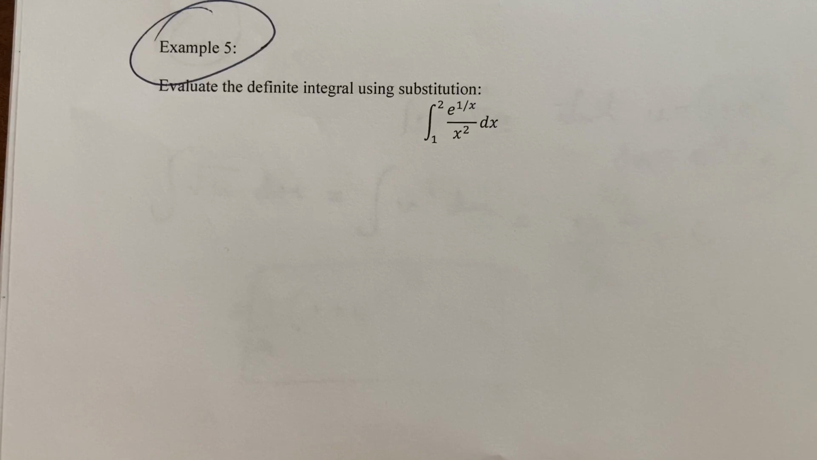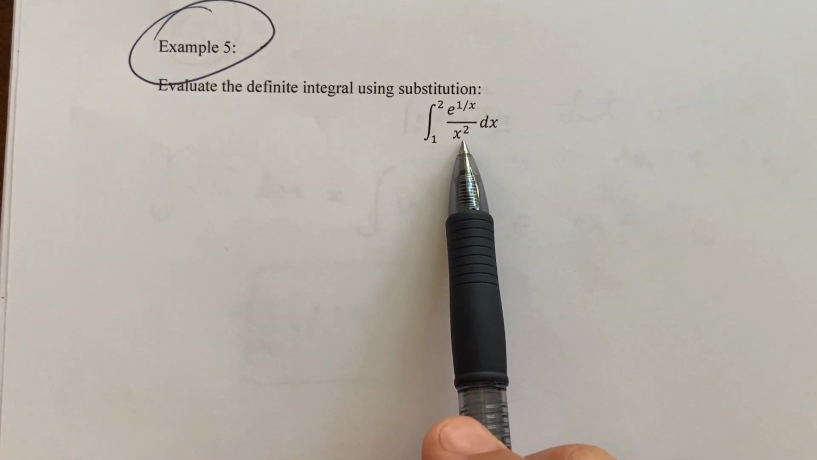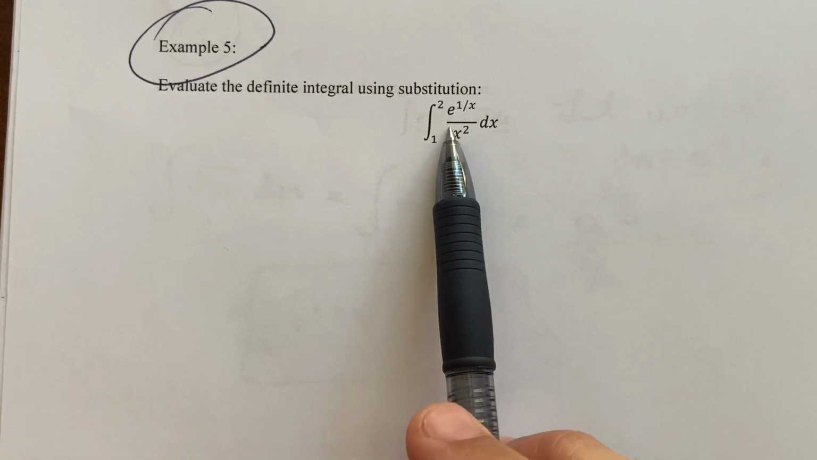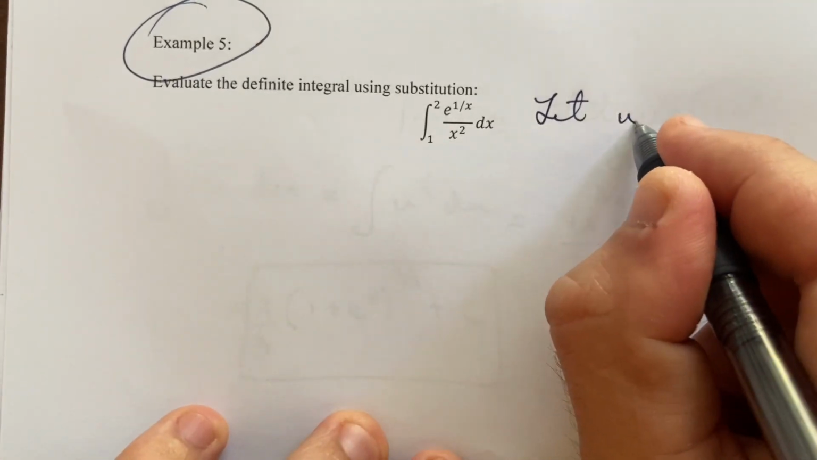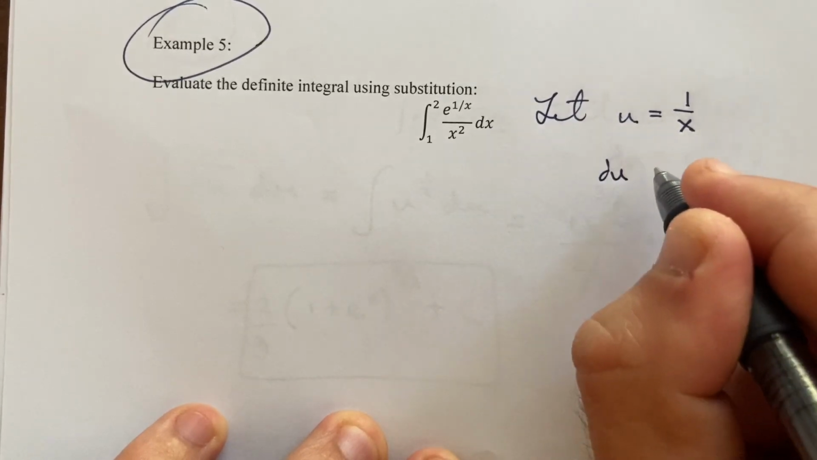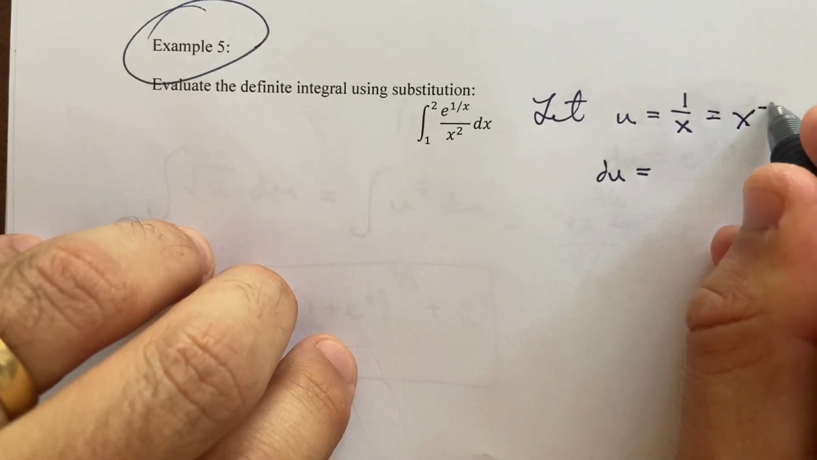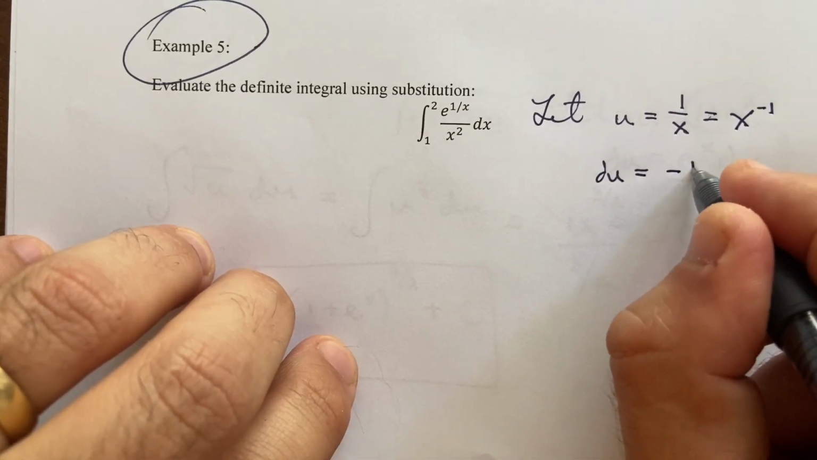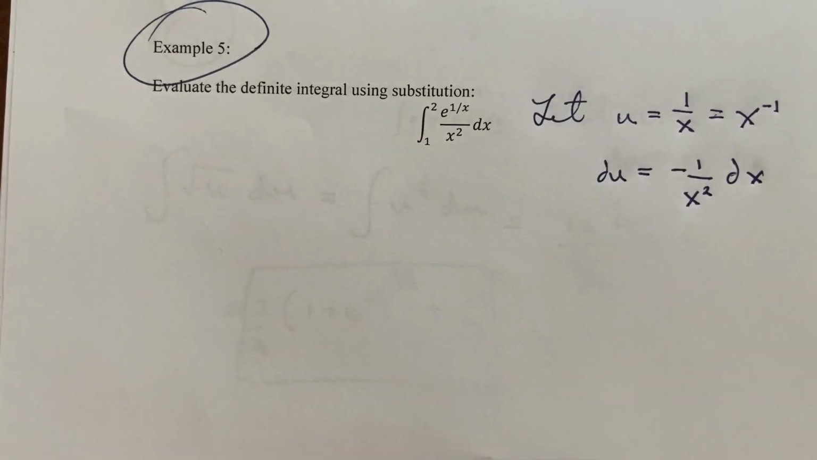It says evaluate the definite integral using substitution. Okay. So I'm noticing 1 over x as a power, x squared in the denominator. So if I let u equal 1 over x, then I would have du equals, well, if I think of this as x to the -1, then I would have -1 over x squared dx as my derivative.